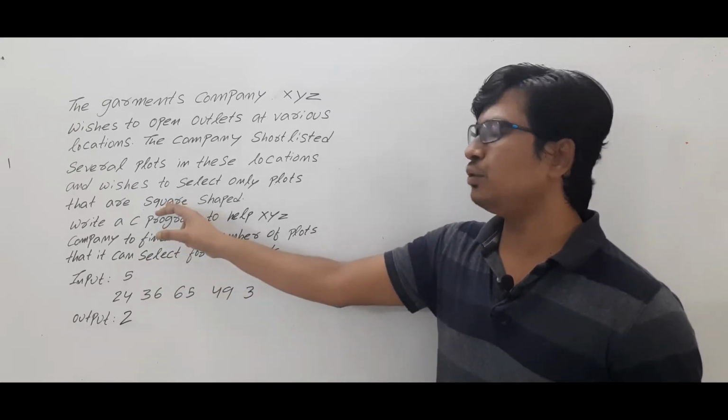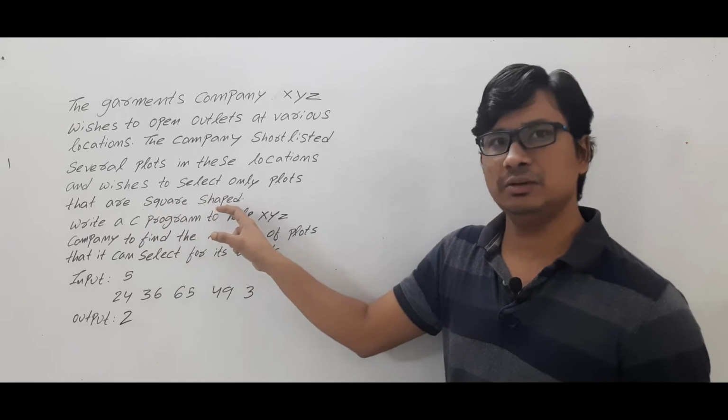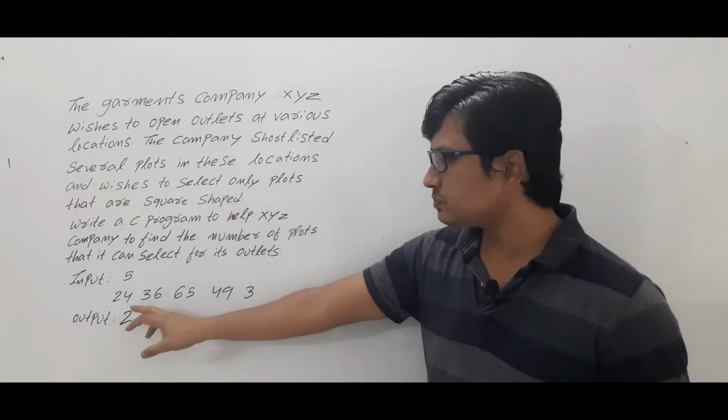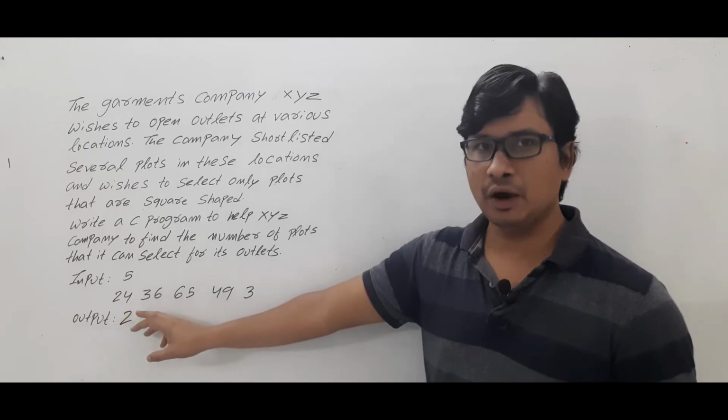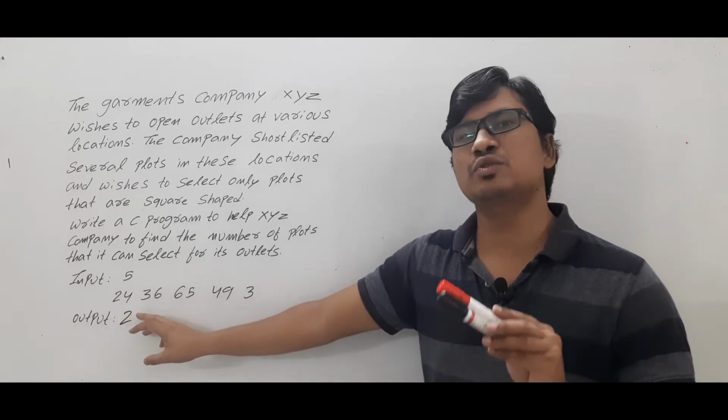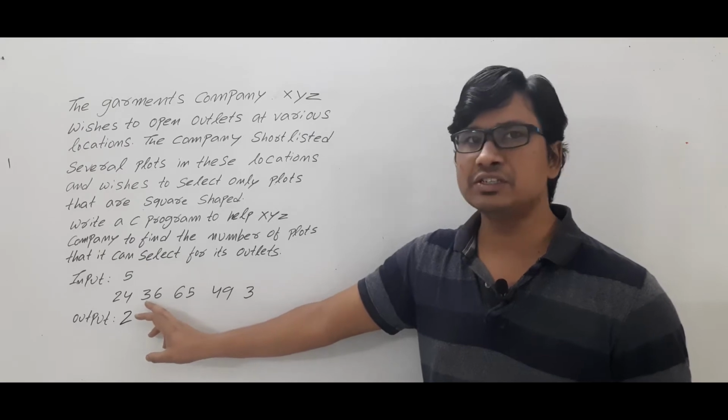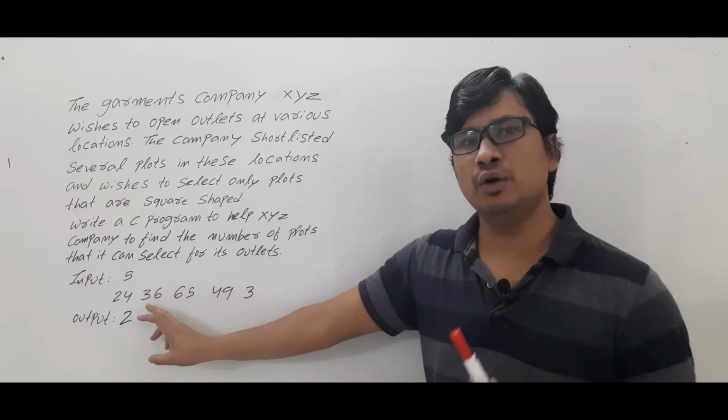What kind of outlets they want? Only square shaped outlets they want. So, we need to look at each integer constant and we have to find whether it is a perfect square or not. If it is a perfect square, we have to increment the count value.